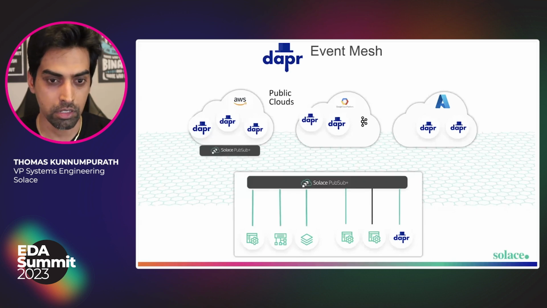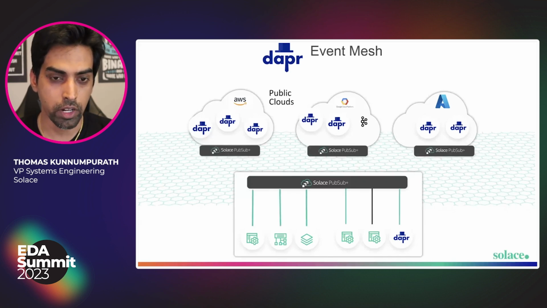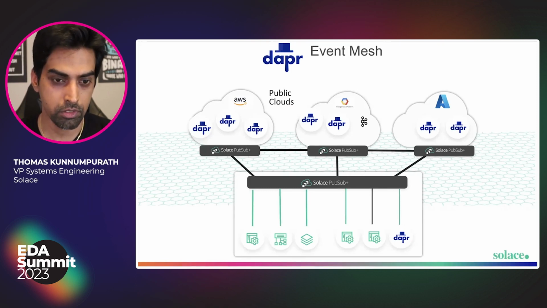And you might have an on-prem deployment as well that consists of a mixture of legacy applications as well as Dapr applications. To create an event mesh, you deploy an event broker, in this case, a Solace PubSub+ broker in each location. So you deploy one on-prem and deploy one in the various clouds. Once you deploy them, you link them together to form an event mesh. Now, what this gives you the ability to do is dynamically route data.